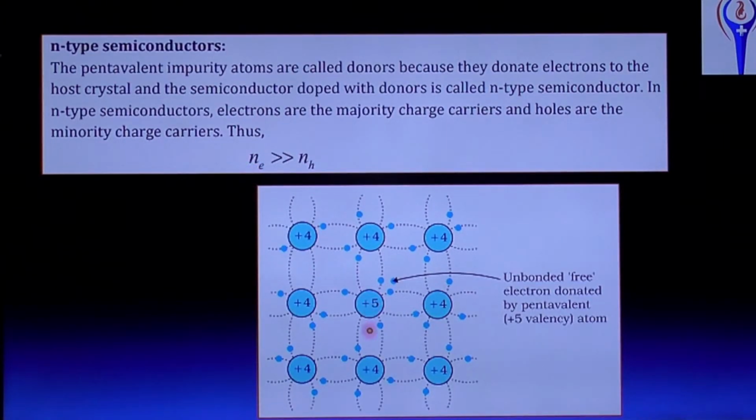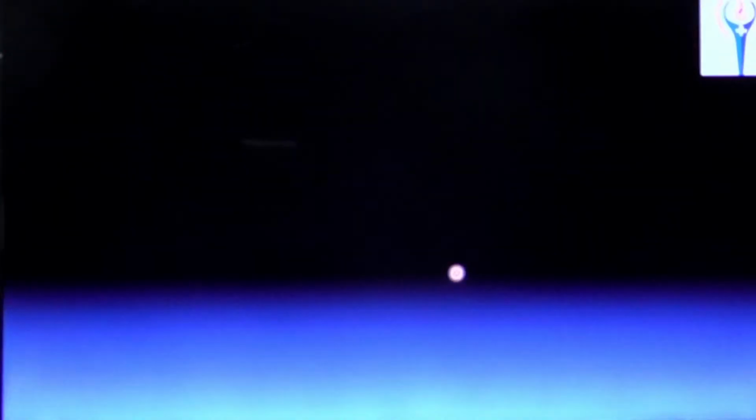And see here, this is a pentavalent element and it is doped into a germanium atom or tetravalent element. Then what will happen? Pentavalent element means one free electron is extra, that is donated freely. That's why I am calling it a donor atom. And therefore it is free to move.